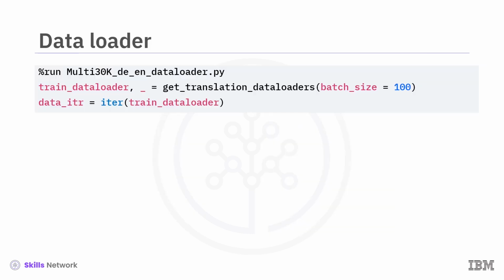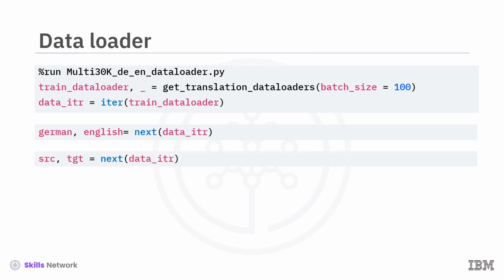To begin with, let's load the data set using a batch size of 100, a hyperparameter that can be tuned during the training process. The output from the dataset loading process consists of pairs of sentences in German and English, representing the source and target languages for the translation task. These are denoted as SRC for the source, German, sentences, and TGT for the target, English, sentences.